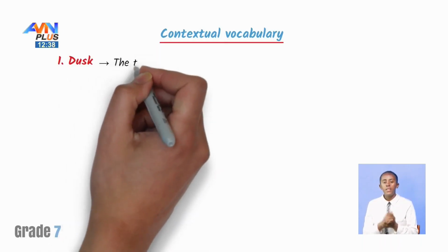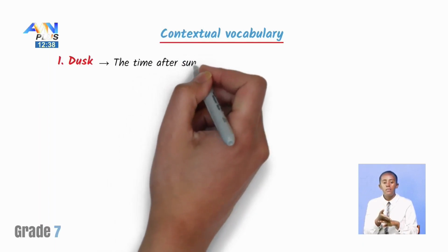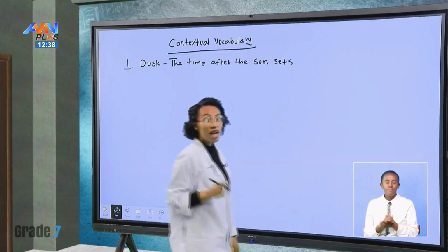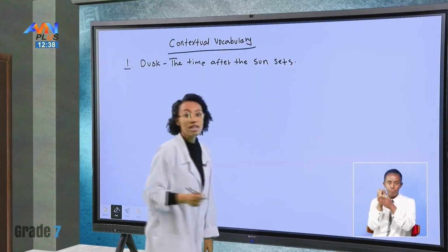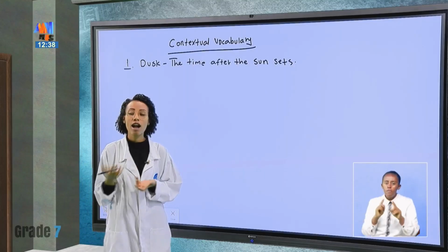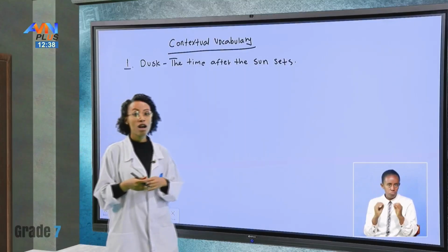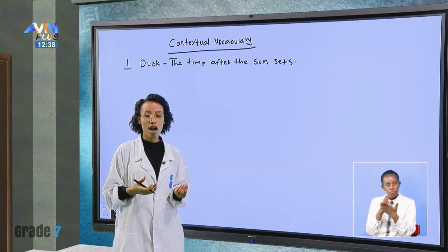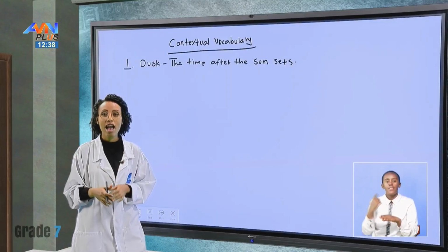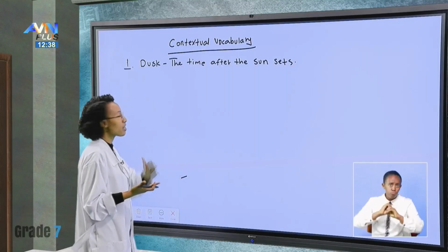the time after the sun sets. Just after the sun sets. So this is right after the sun setting. You see a different type of color in the sky. It's not dark and it's not light because the sun is going down and it has gone down, but it is just after the sun sets. And you see there is a little bit of light. It's not fully dark. That's what we call dusk.